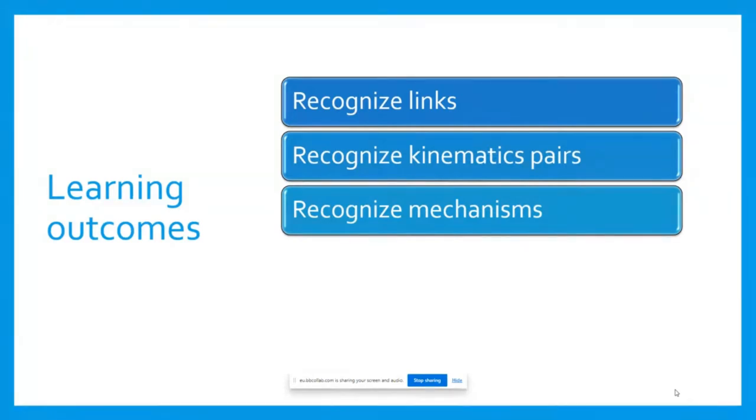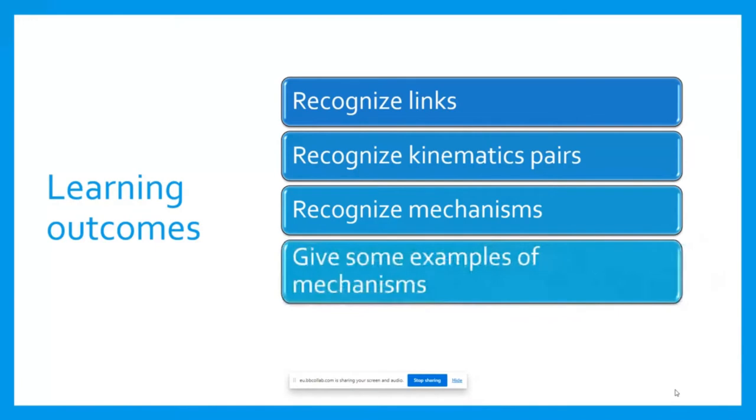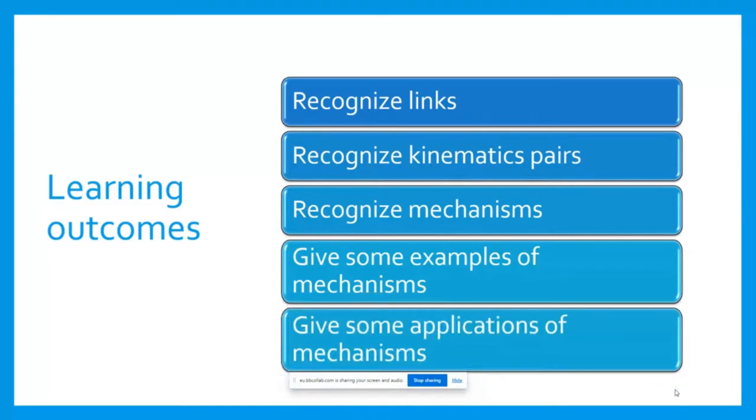Also, at the end of this lecture, you will be able to recognize what thing in the mechanism can be a joint. If you are able to recognize what links are and what kinematic pairs are, you will be able to recognize what mechanisms are, which is the main topic of this lecture. And at the end, we will give some examples of mechanisms and also some applications.